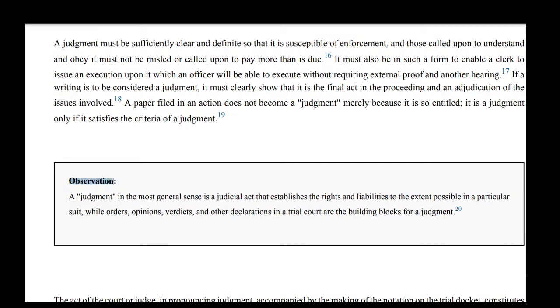Let's continue. So this observation here is explaining the difference between a judgment and an order, opinion, verdict, or other declarations in trial court. The judgment is an act establishing rights and liabilities to the extent possible in a particular suit. These orders, opinions, verdicts and other declarations are just building blocks for this judgment. In themselves, an opinion is not a judgment. A court order is not a judgment. A verdict is not a judgment. And neither are declarations in the trial court a judgment.